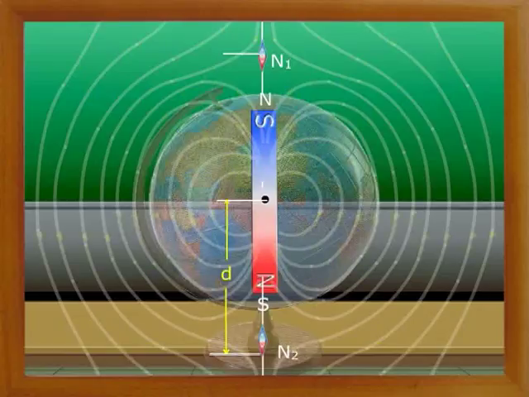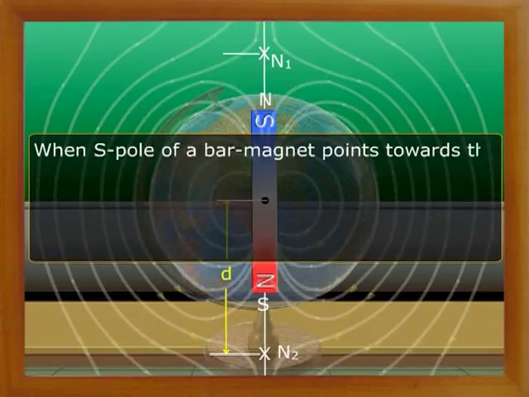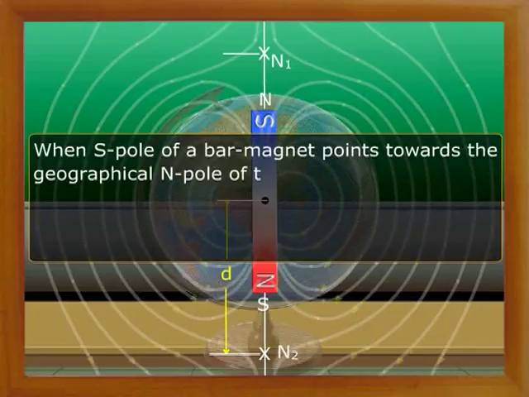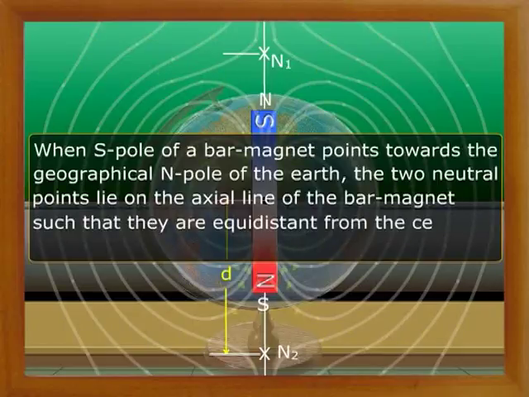Thus, the points N1 and N2 are our neutral or null points. These neutral points lie on the axial line of the bar magnet as shown by the symbol X. When the south pole of a bar magnet points towards the geographical north pole of the earth, the two neutral points lie on the axial line of the bar magnet such that they are equidistant from the center of the magnet.